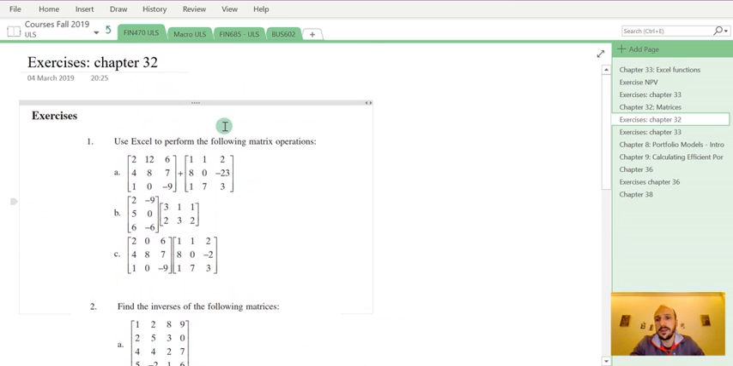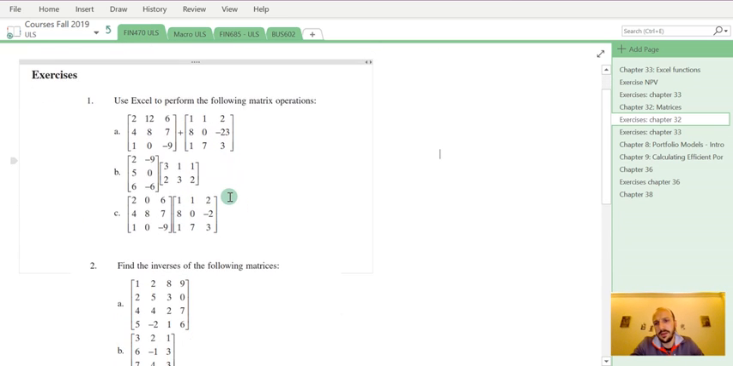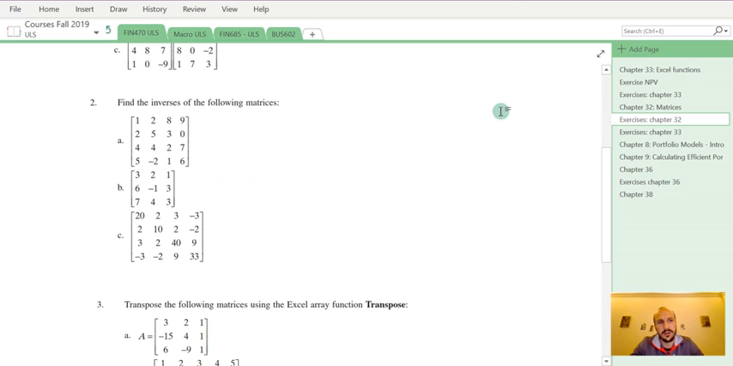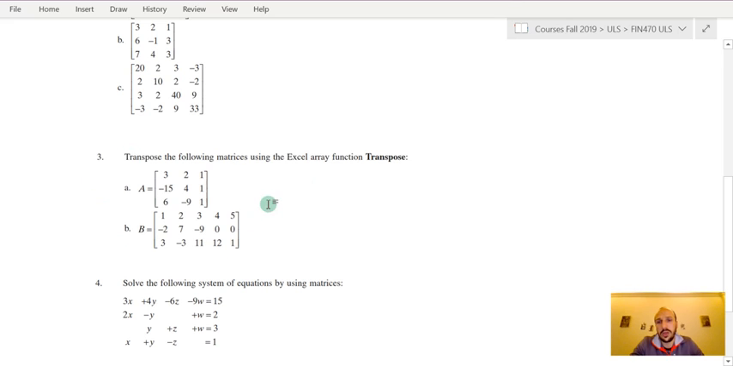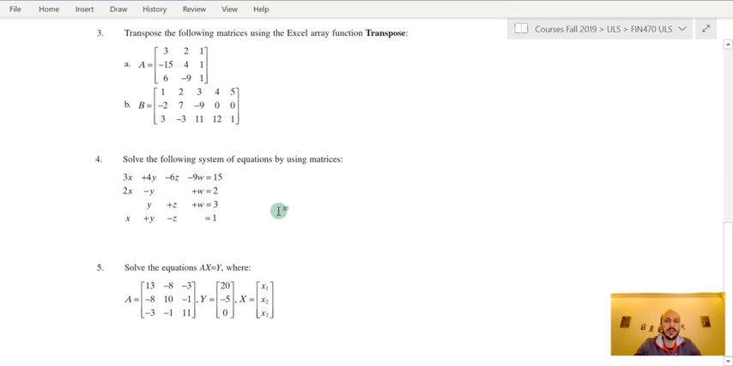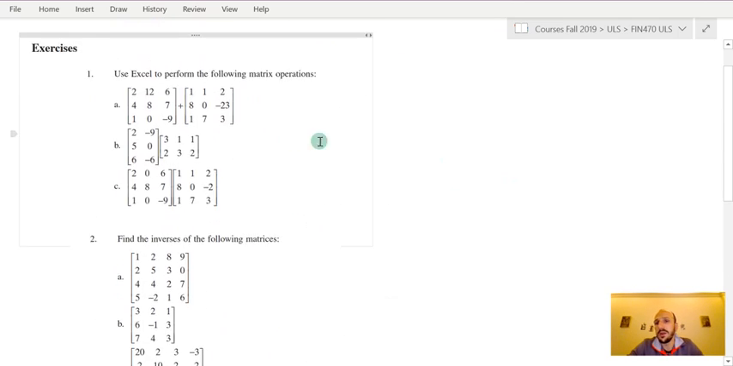So as you can see here, exercise 1 will be about addition and multiplication, and then exercise 2 is related to the inverse of a matrix and the transpose of a matrix. The last two exercises are related to simultaneous equations, or systems of equations with more than one unknown. For example, here we have x, y, z, and w, 4 unknowns, and a system with 4 equations and 4 unknowns. Of course we can do it manually, but it will take a lot of time, so it's better to do it using matrices. Okay, so let's start with the first one here.